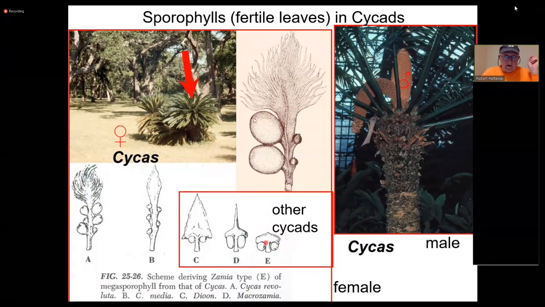that's what it looks like. In fact, what I'm trying to say is in some cycads, the female cone has sporophylls that look like the male, not like that. Okay, so all cycads are dioecious, and that's what you have here.